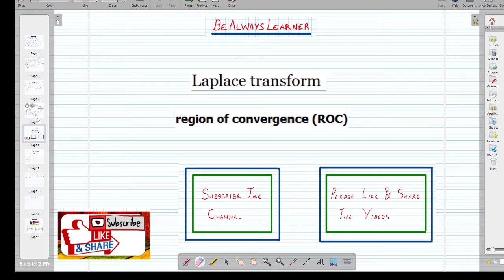In this video, we are going to cover the region of convergence, ROC, which is an important topic in the Laplace transform. We will also cover the properties and the trick to find out the ROC.